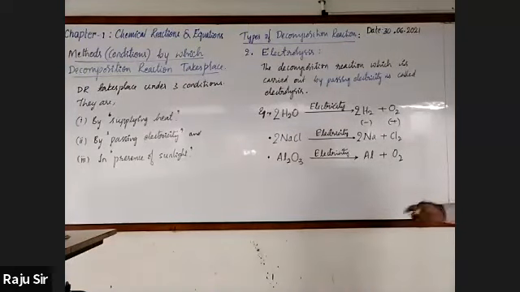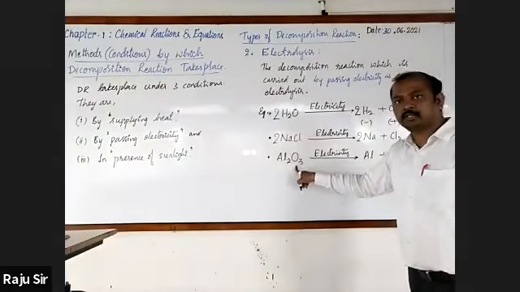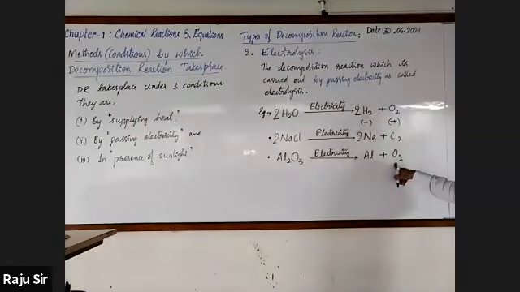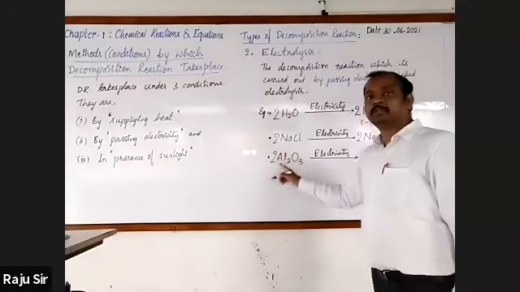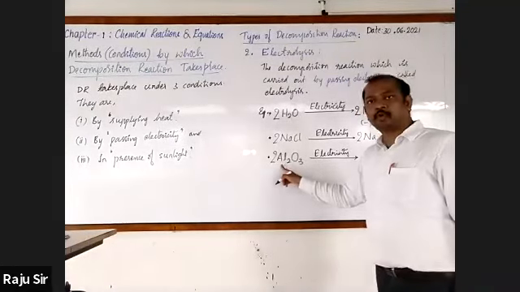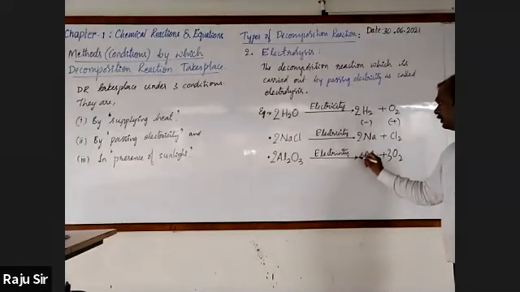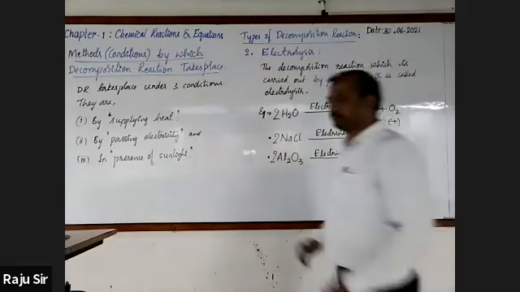Balancing, again it is simple. Oxygen has 3 atoms on one side, 2 atoms on the other. So let us multiply this by 3 and this by 2. Whereas aluminum, 2 twos are 4 atoms, here only 1 atom, so you can multiply this by 4.